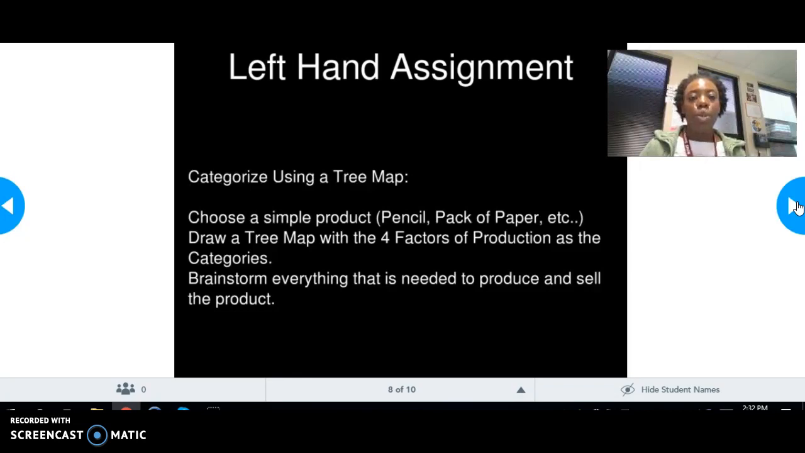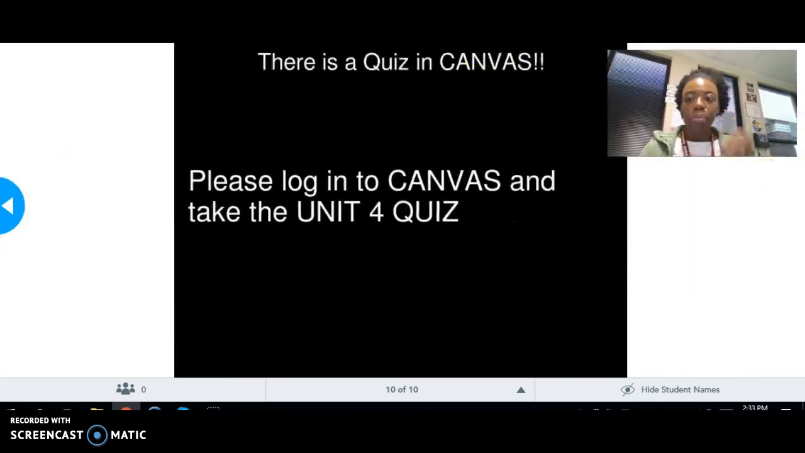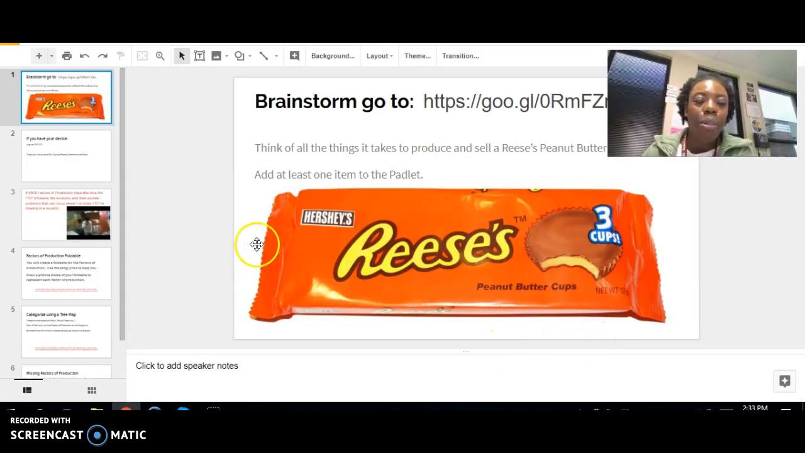You ended up doing a left-hand assignment, which was creating a tree map and brainstorming everything that's needed to purchase and sell a product. So if we take a simple product like a Hershey's peanut butter cup, for example, we'd be able to categorize. Land would be the peanuts. Labor would be the farmers who are harvesting the peanuts. Capital would be every piece of machinery in the factory that's used to make the peanut butter cup. And the entrepreneur would be Mr. Hershey.